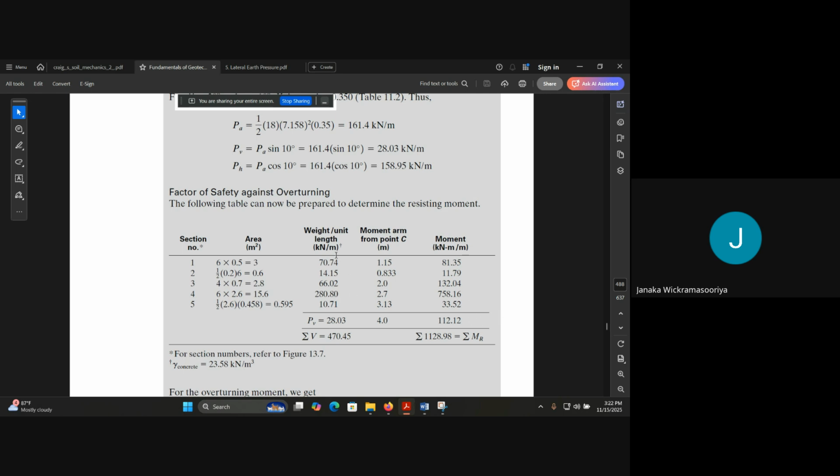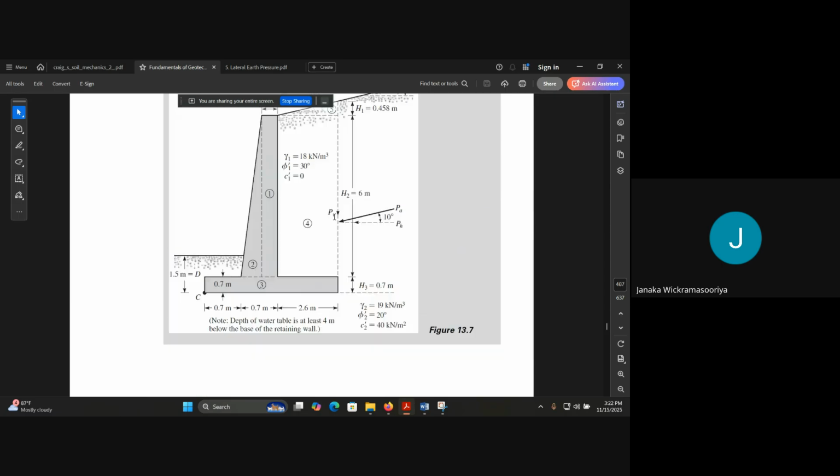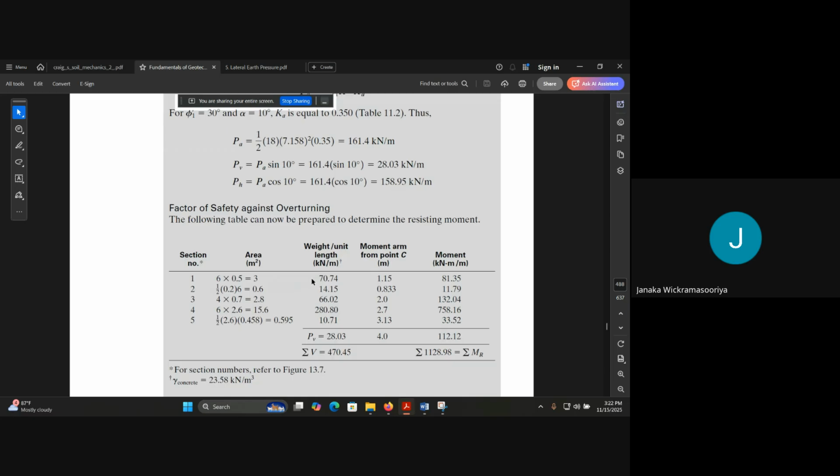So if you have finished, this will be the total vertical weight. If you add this total weight, you will get the total vertical force. If you add them, that will be this one. And this PV means the vertical component of the lateral earth pressure.